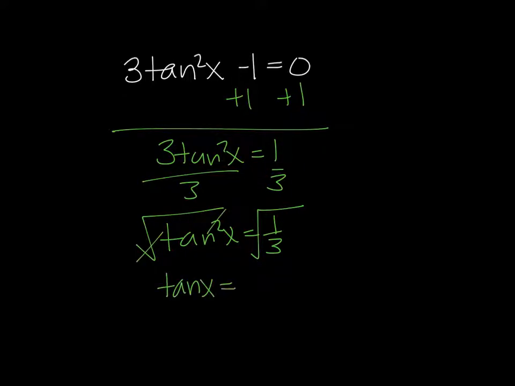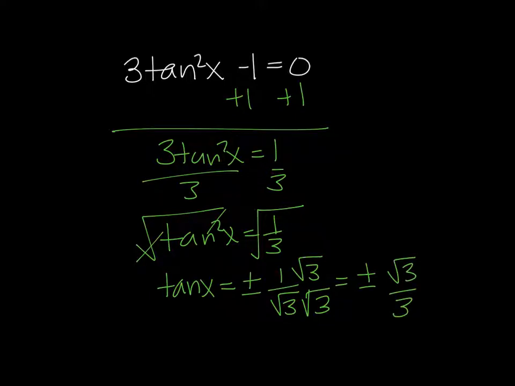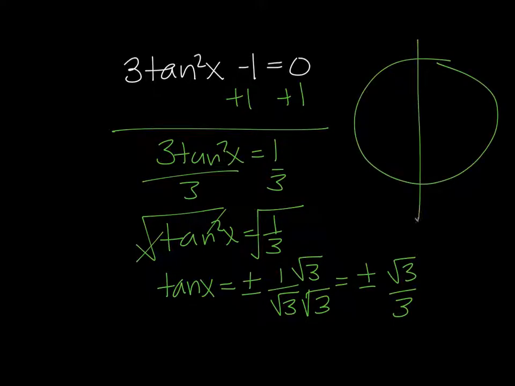And don't forget, when you square root both sides, you need to do a plus or minus. Square root of 1 is 1. Square root of 3 is a square root of 3. And then I need to rationalize it. So we get plus or minus the square root of 3 over 3. Okay, now this is the one that's not really all that fun. Not that they're all fun, but you know what I mean.